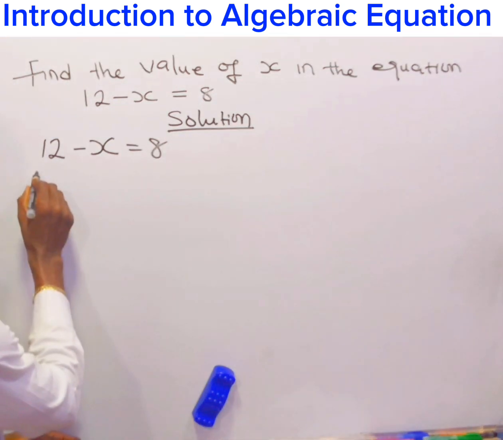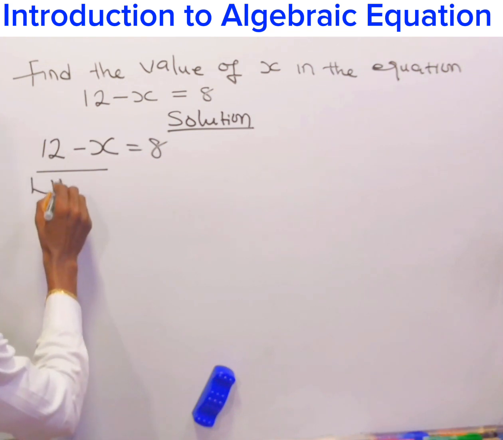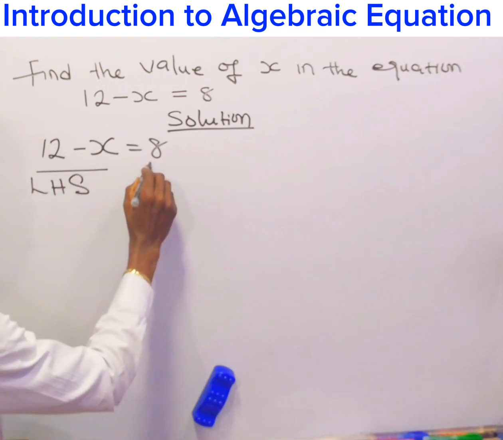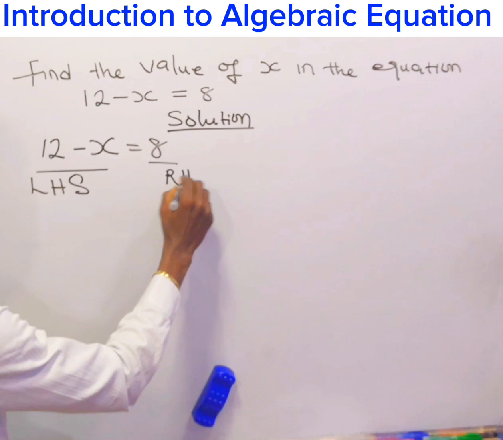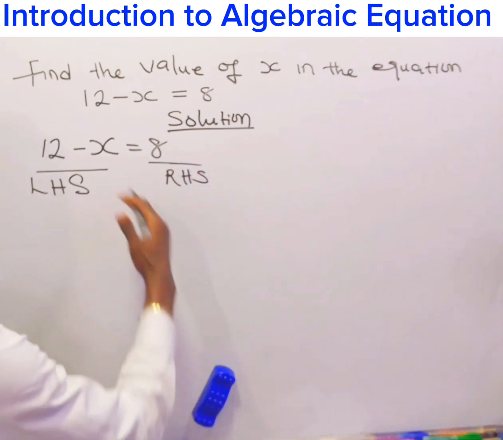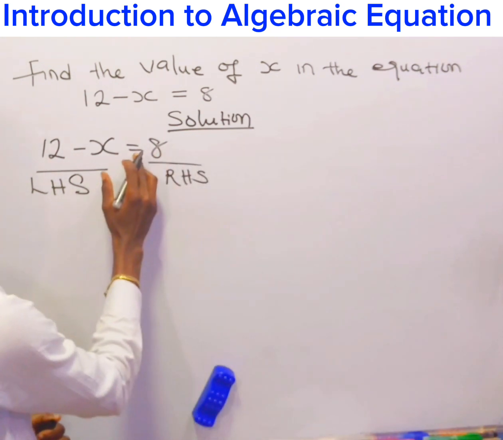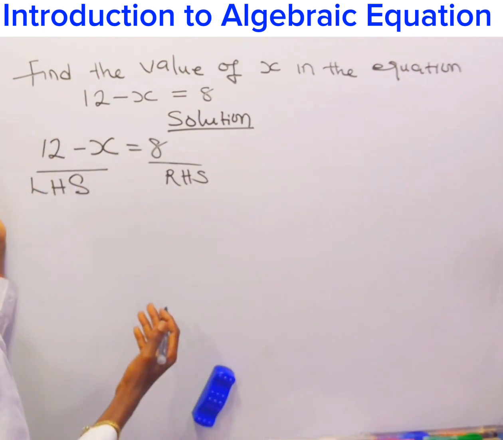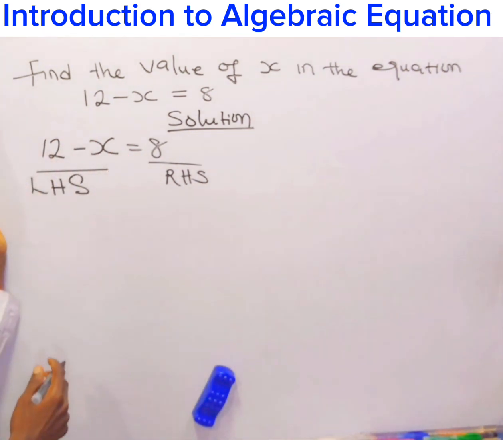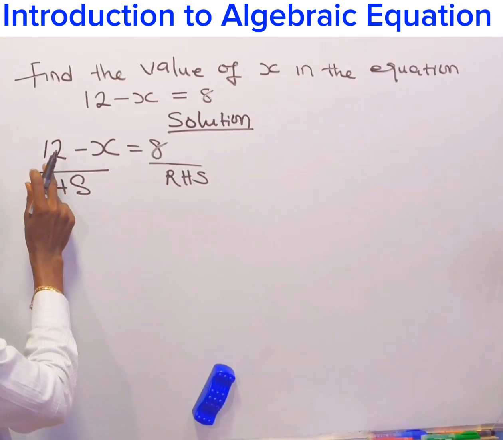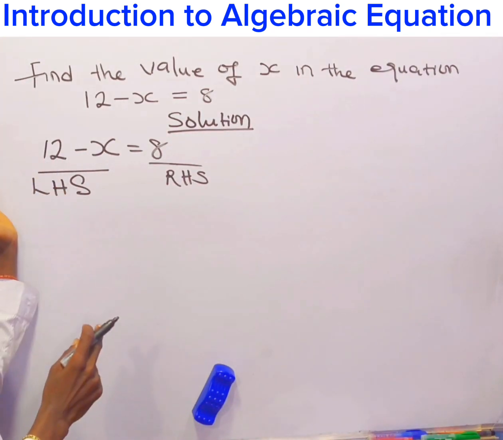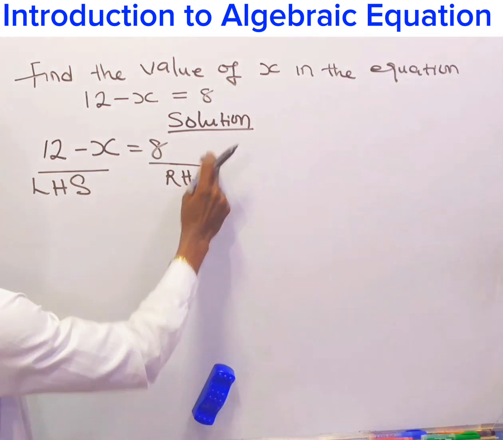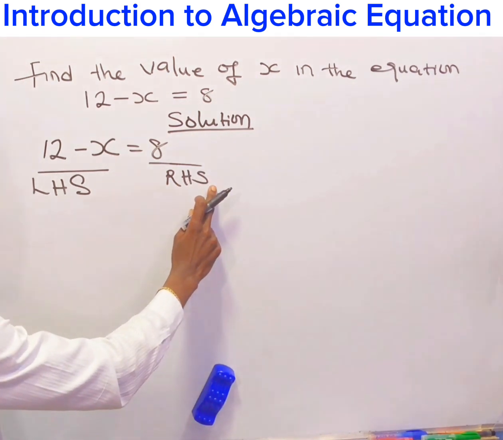Now, first of all, we have the left hand side, and we also have the right hand side. By my right, after the equal sign, is my right hand side. By my left, before the equal sign, is my left hand side. So we are going to move 12 from the left hand side towards 8, the right hand side.